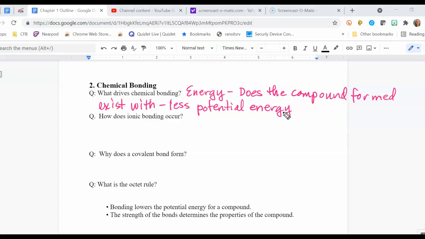So let's talk about ionic bonding in general. Go all the way back to sophomore year. Ionic bonding is the transfer of electrons from metals to nonmetals.